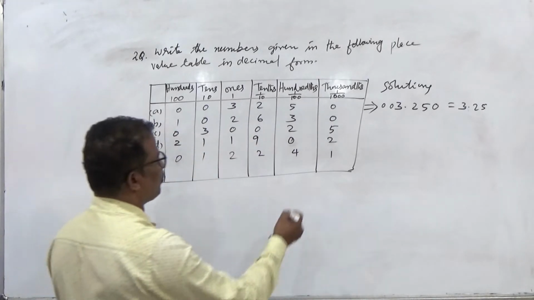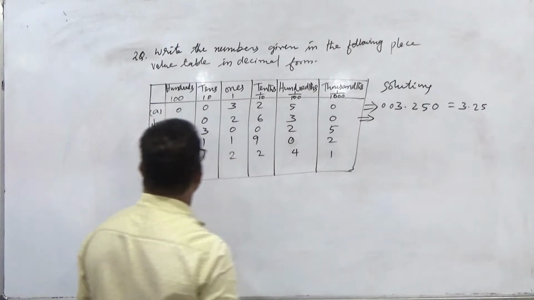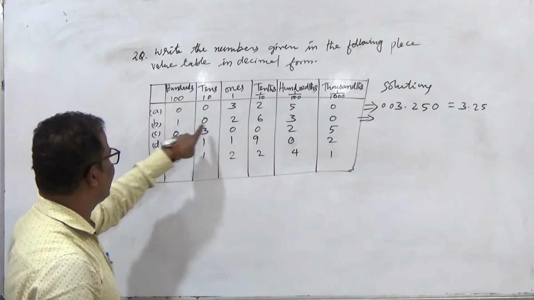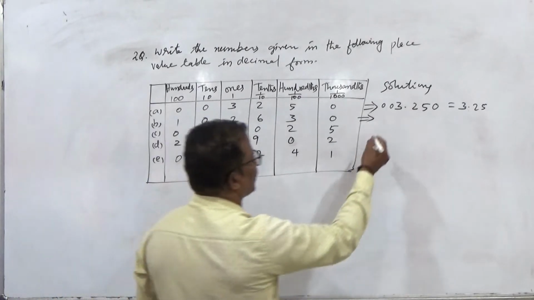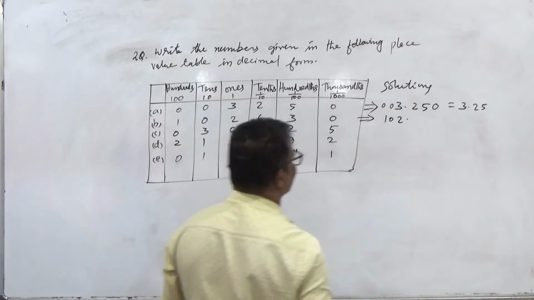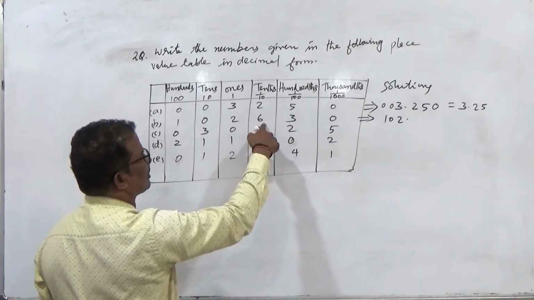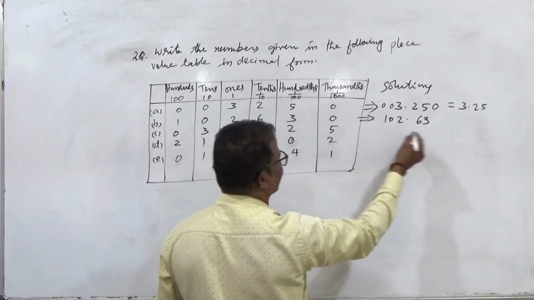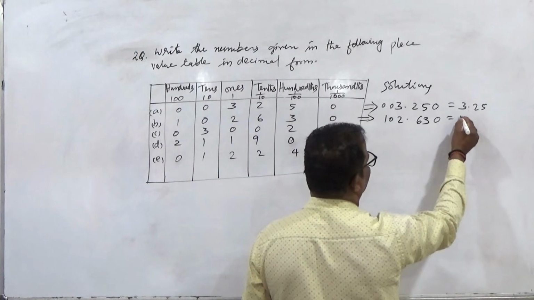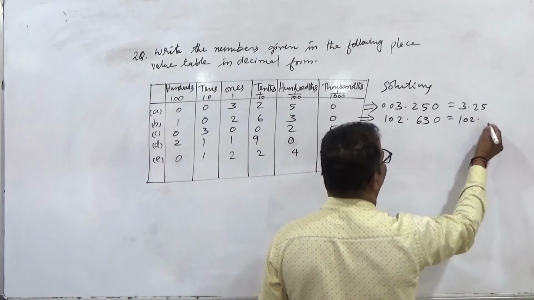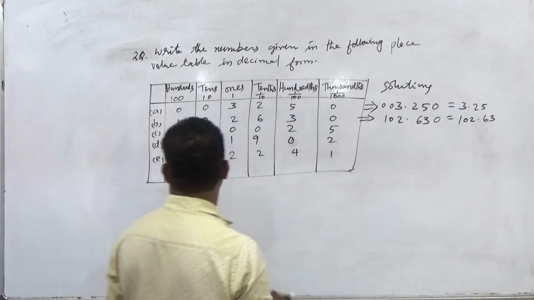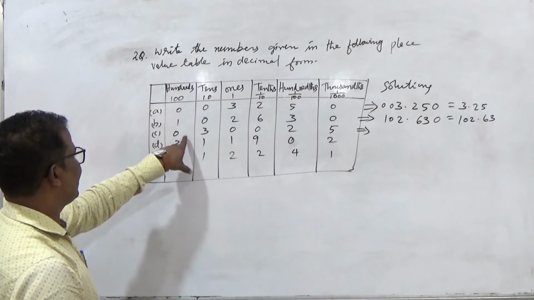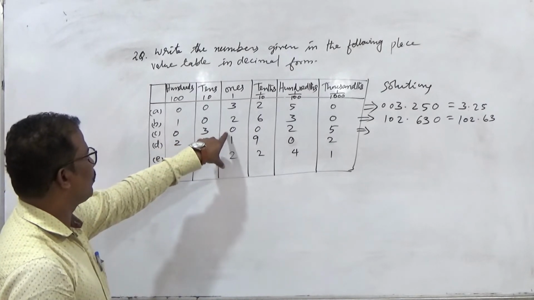This is for A. Now for B, you can see in hundreds 1 is there, tens nothing is there, and ones 2 is there. So it is 102. How much? 102. Then the decimal place starts. In tenths how much is there? 6, and hundredths 3, that is 6, 3, and thousandths nothing is there. It is 0. For this we can say 102.63 only.